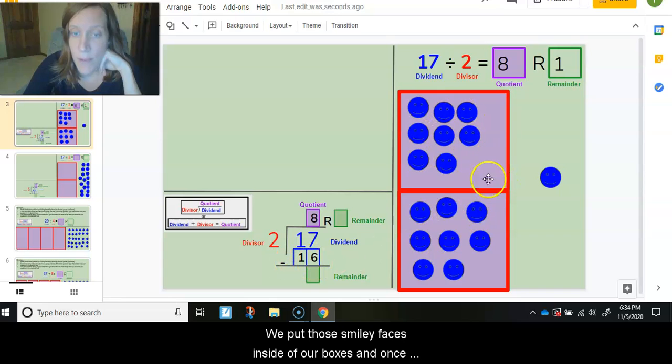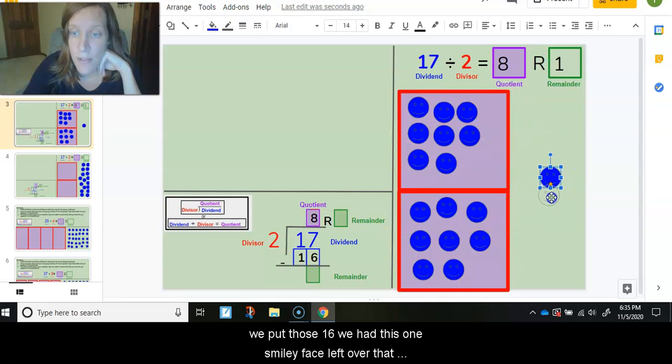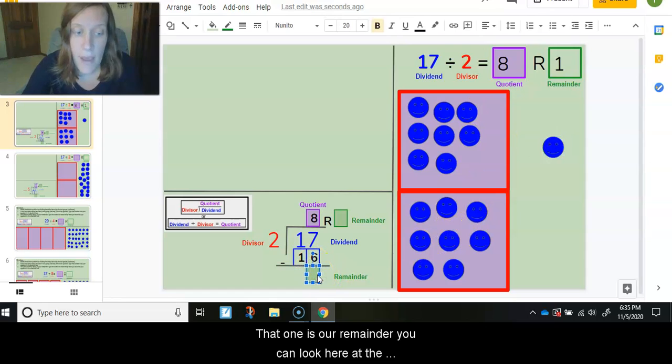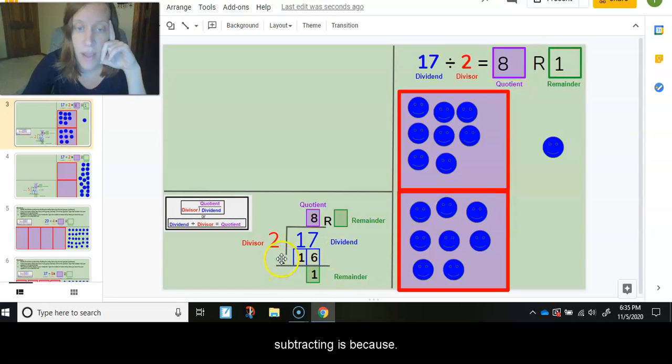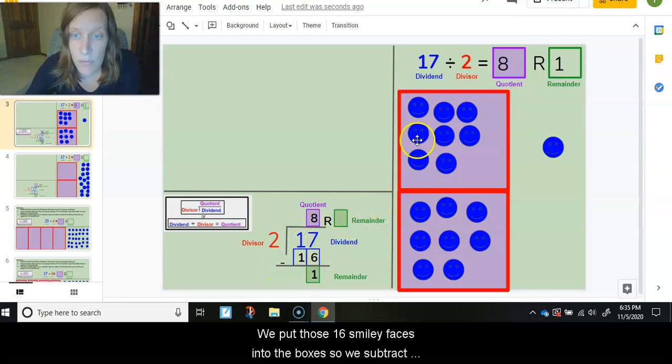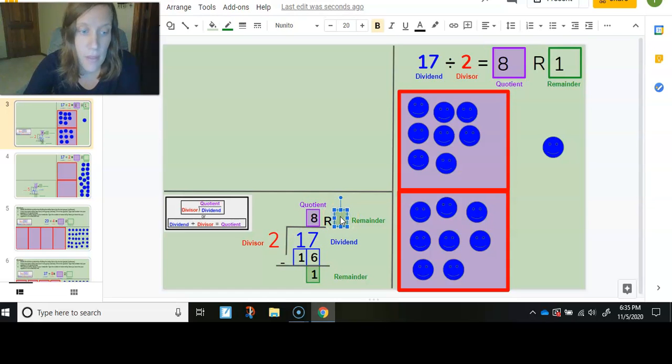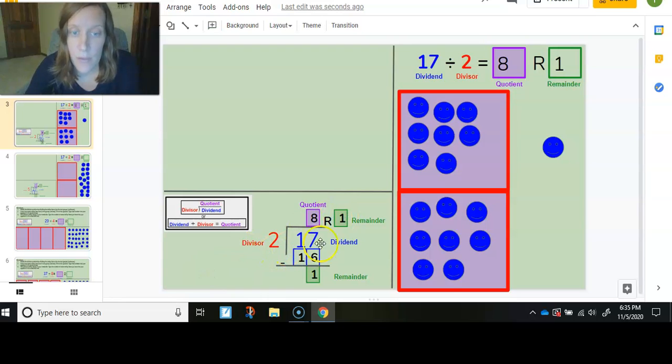We put those smiley faces inside of our boxes, and once we put those 16, we had this one smiley face left over that didn't fit inside either of the boxes. That 1 is our remainder. You can look here, the subtracting is because we put those 16 smiley faces into the boxes, so we subtracted those 16. We had our 1 left over, that's our remainder. So up at the top, you'll see it says quotient R and then another box. That's where you put the 1 again. So 17 divided by 2 is 8, remainder 1.